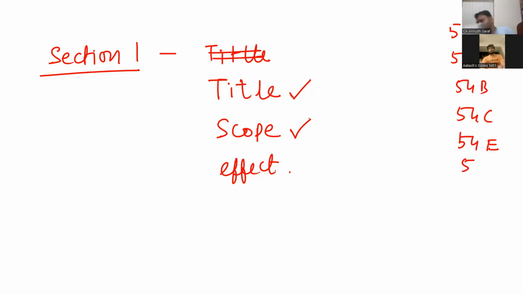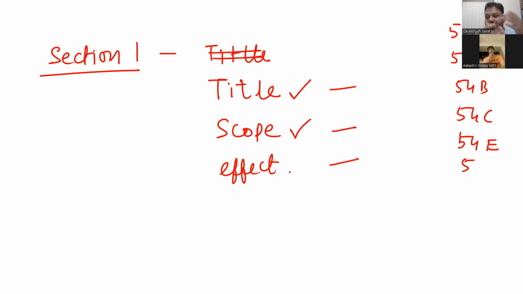What about the explanation of the act? This is just the first section. There are more than 500 sections in this act. So what does section 1 say? What does it indicate? Section 1 just gives you the name of the act, the scope of the act, and when it comes into effect. This is the first thing any act will tell you.